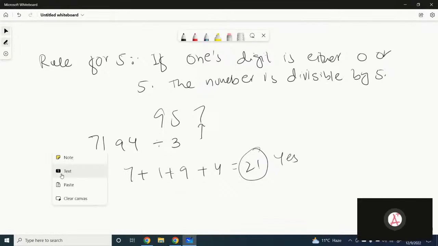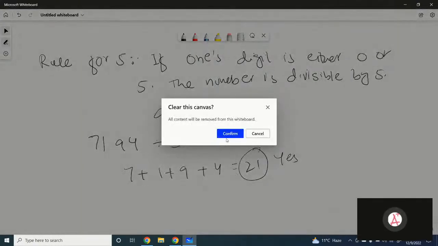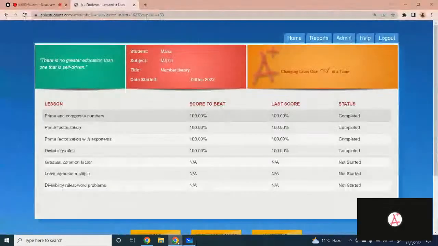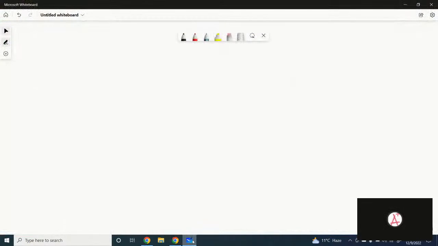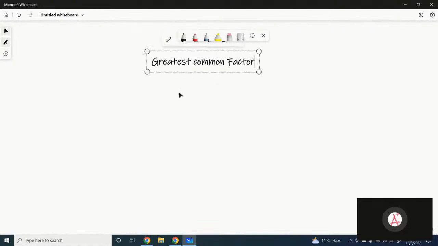Okay, let's start with the next topic. The next topic is greatest common factor, or GCF. Greatest common factor, or we can say GCF. Got it?